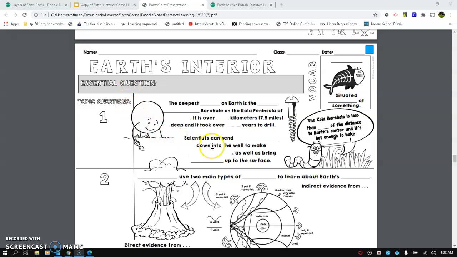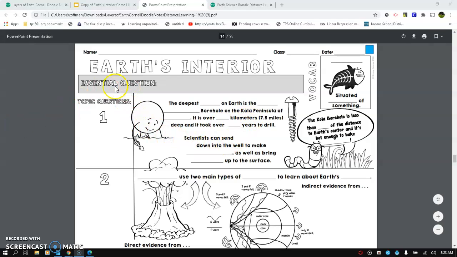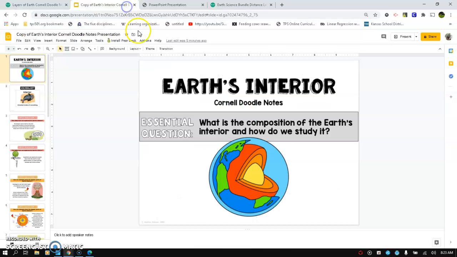So this is what your notes look like here. You have your essential question, your topic 1, and in between these you should have little pink things. If you click on them, then it will go down. The first one is, what is the composition of the Earth's interior and how do we study it?